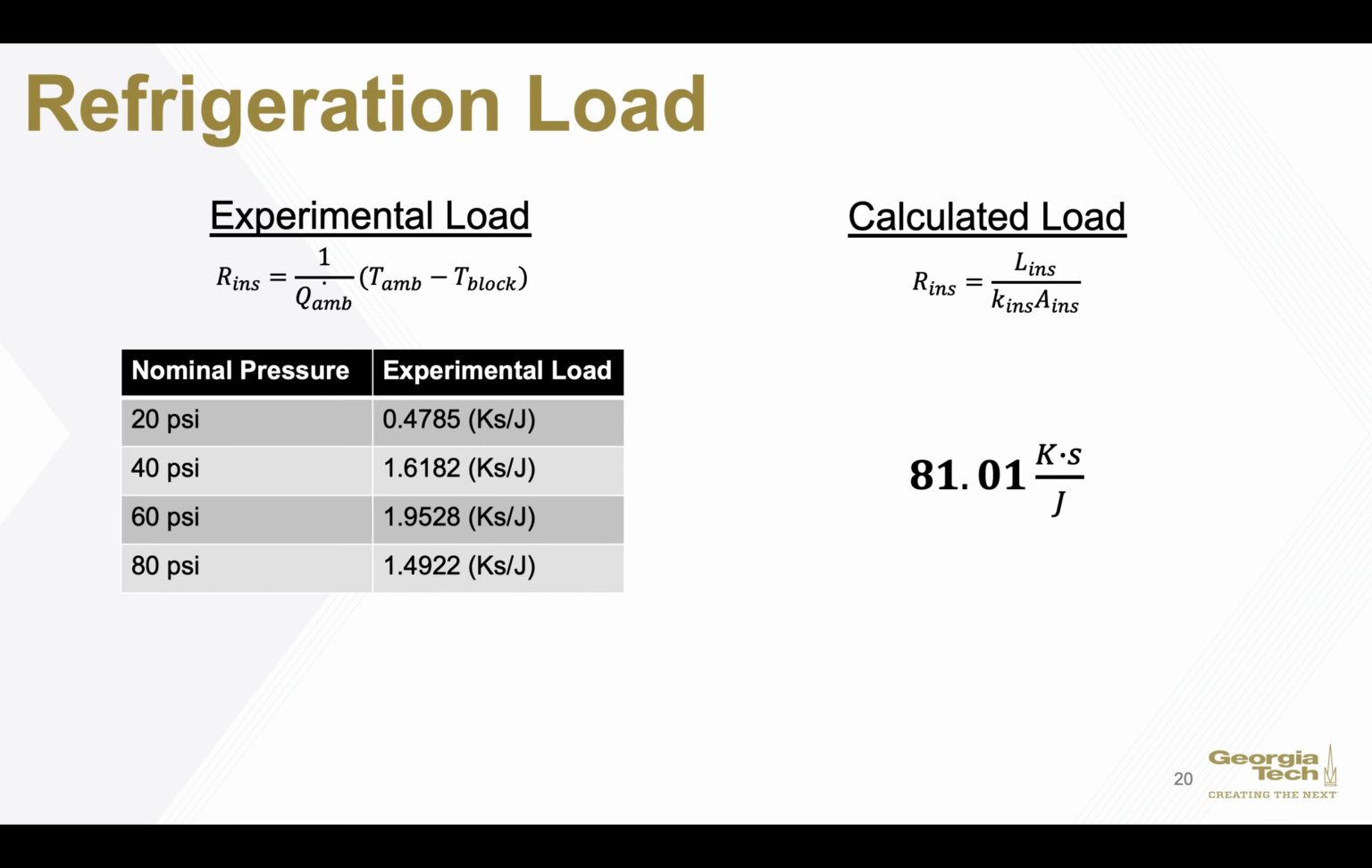Using the vortex tube tests, the ambient heating is determined for the non-compressor cases. The experimental thermal resistance is calculated with the equation shown here, with the resistance equal to the reciprocal of the ambient heat times the temperature difference between ambient and the aluminum block. The experimental resistance is shown here in the chart for each of the different nominal pressures. The theoretical value of thermal resistance using thermal conductivity, thickness of insulation, and size of the aluminum block is also calculated here on the right.